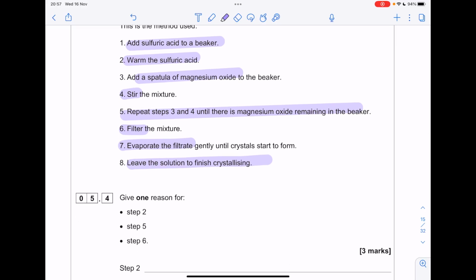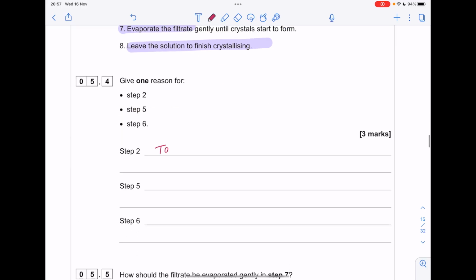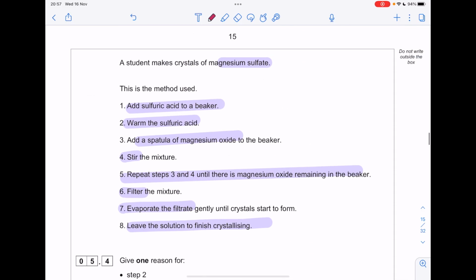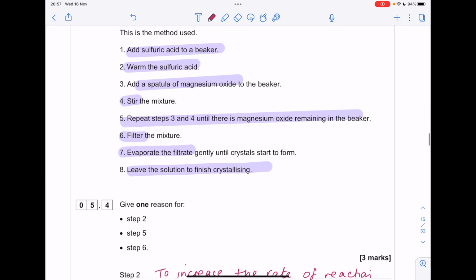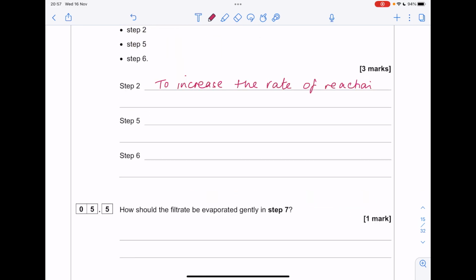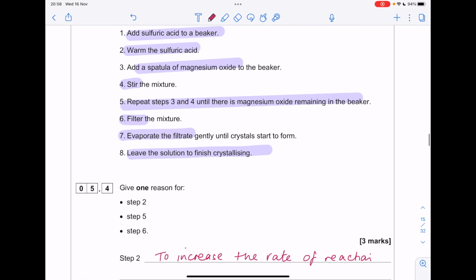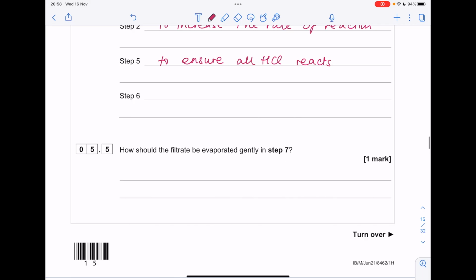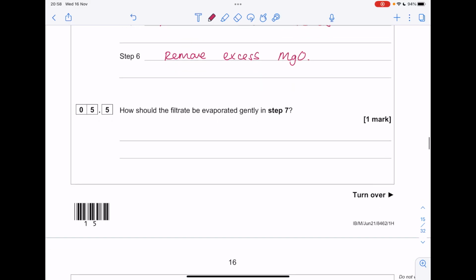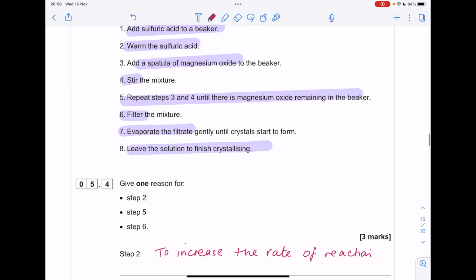So why did we warm the sulfuric acid? To increase the rate of reaction. What was step 5? Repeat steps 3 and 4 until there's magnesium oxide remaining in the beaker. And that's to make sure all the acid reacts. And then step 6, filter the mixture. Why? To remove excess magnesium oxide.